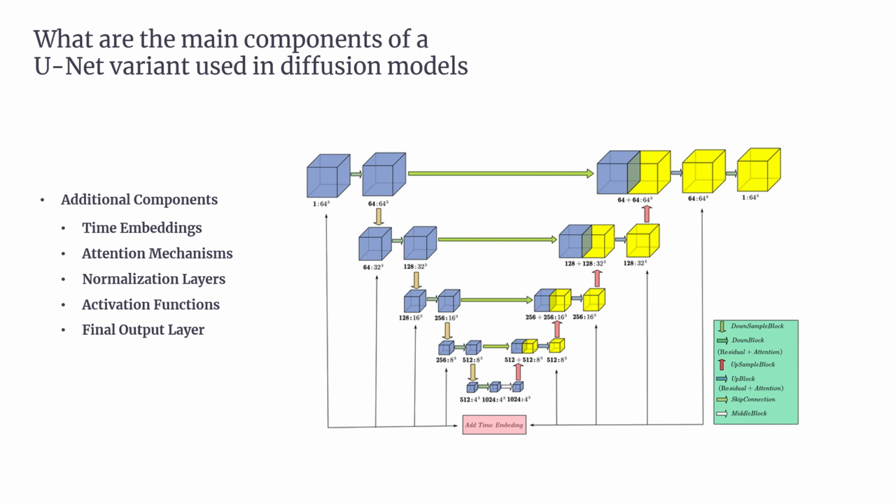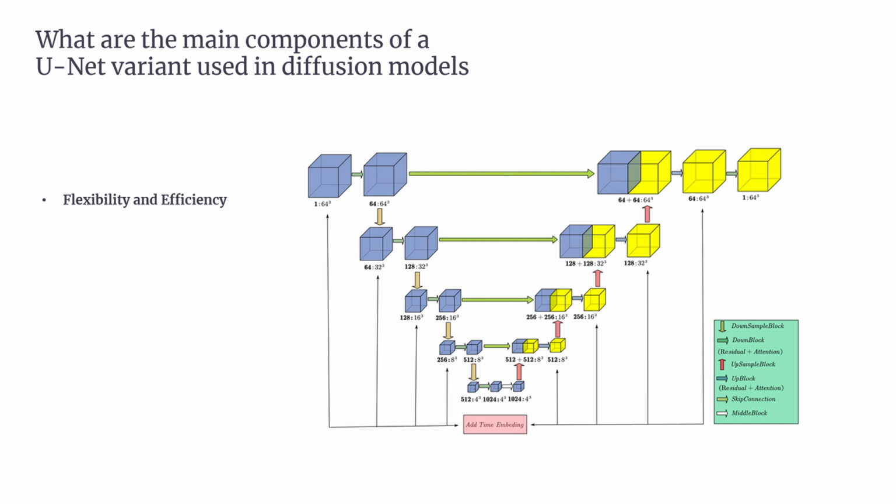4. Activation functions. To introduce nonlinearity into the network, modern U-Net architectures often use SiLU, also known as Swish, as the activation function. This helps the model learn complex patterns more effectively. 5. Final output layer. The final layer is typically a convolutional layer that outputs the denoised image with the same spatial dimensions as the input. It predicts the noise to be removed, which is the crucial step in the denoising process of diffusion models.